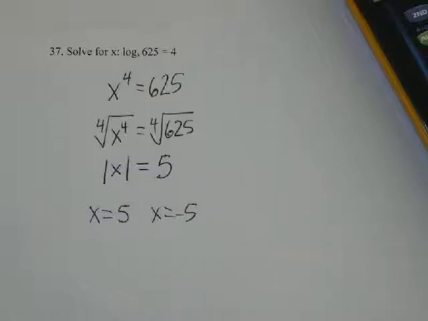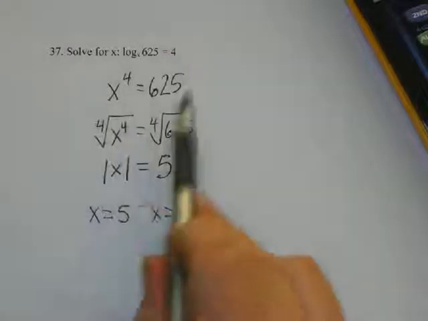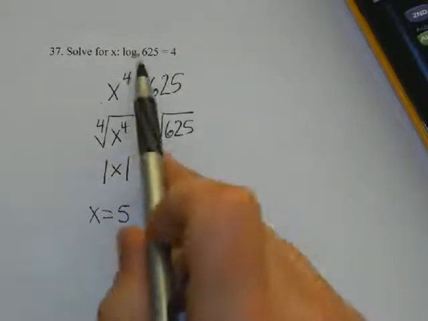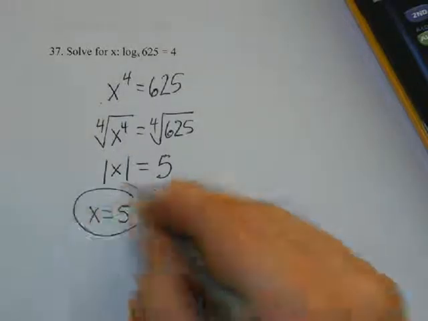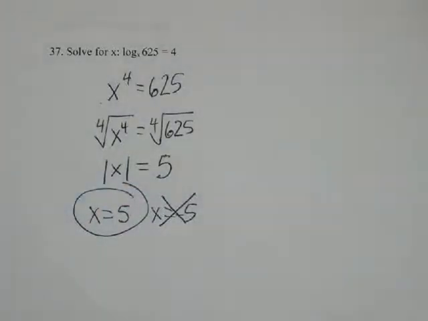Now, this is the solution to this, but we cannot have a negative log base, so this is an extraneous solution, and the solution is x is 5.